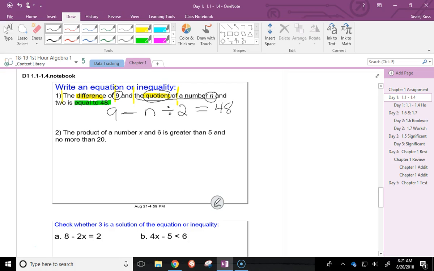It's kind of a long one. Now Zoe, ever since you corrected me, that's all I can think of. I'm going to write it as a fraction. So 9 minus n divided by 2 equals 48.